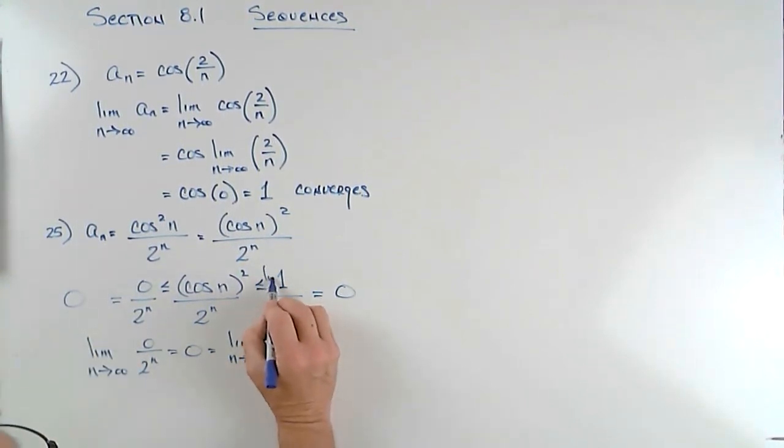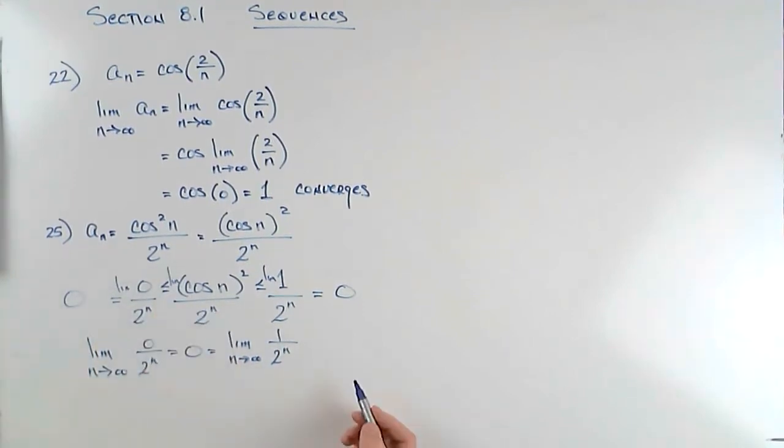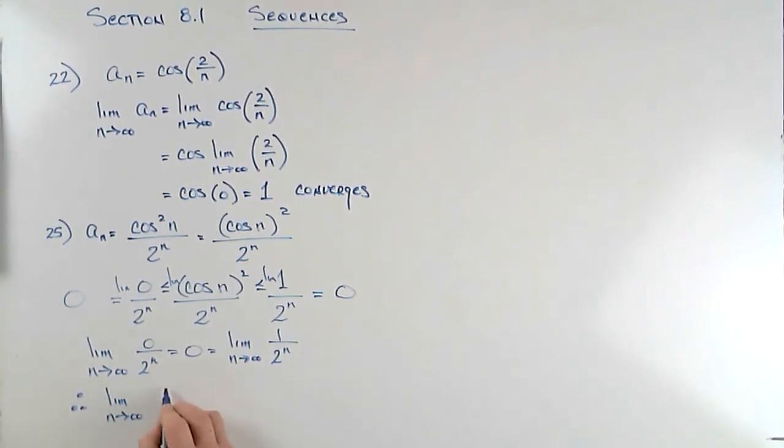When we take the limit here and we take the limit here, by the squeeze theorem, we're squeezed between 0 and 0. Therefore, the limit as n goes to infinity of cosine squared n over 2 to the n equals 0. And so to get this answer, we have to use the squeeze theorem.